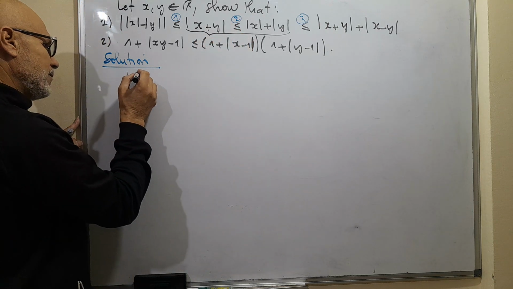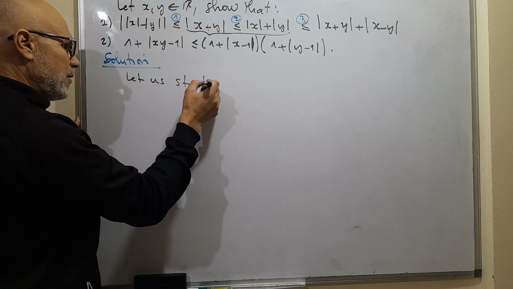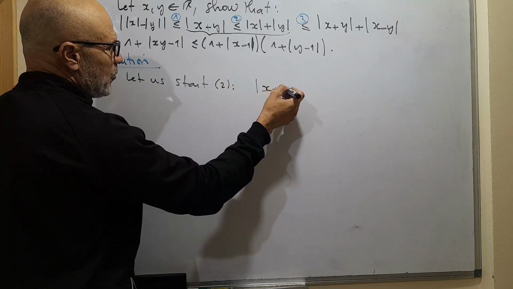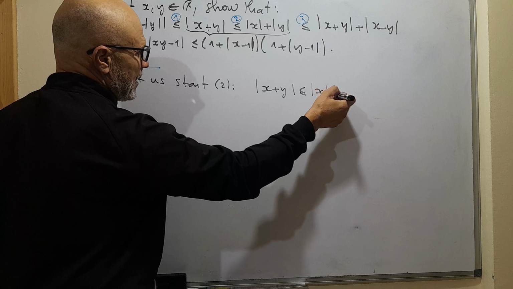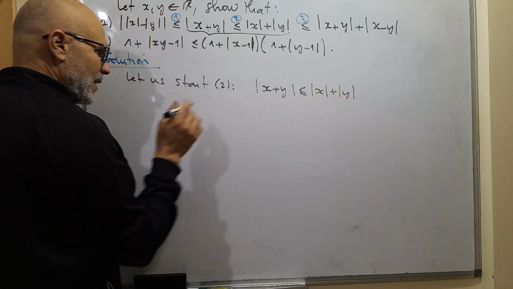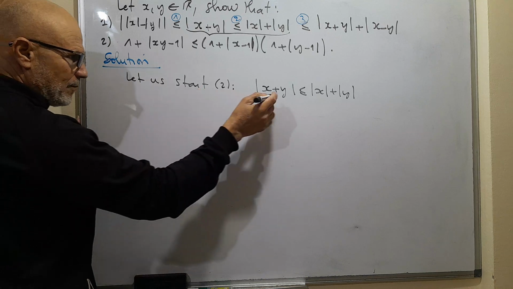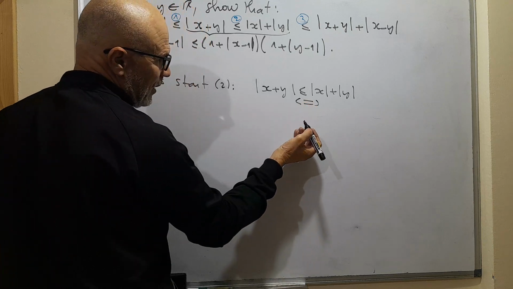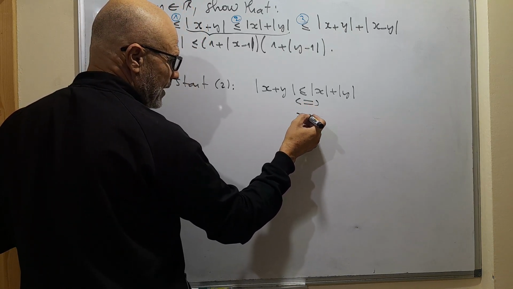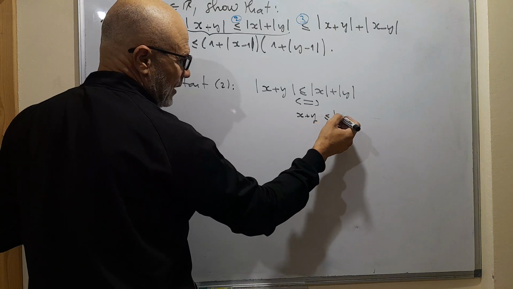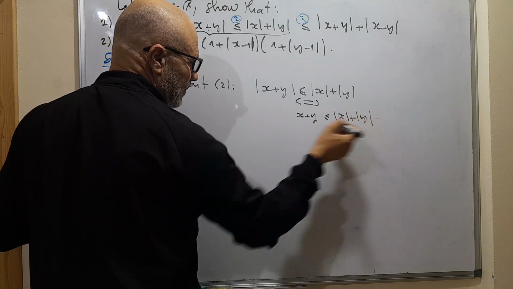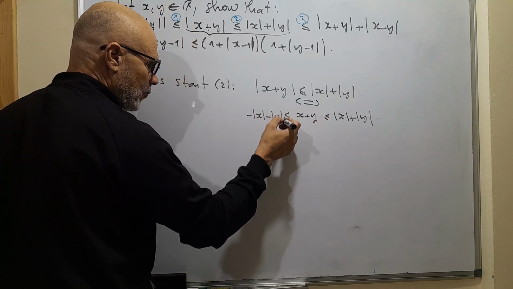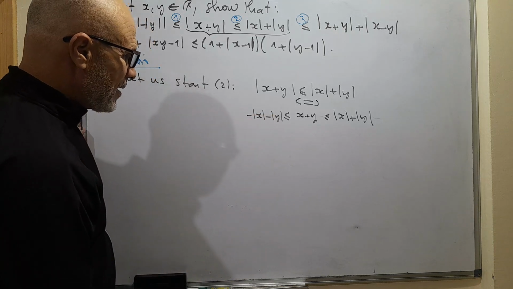Let us start by giving a proof of 2. We need to prove this inequality, which is equivalent to proving that the absolute value of x plus y is less than or equal to the absolute value of x plus the absolute value of y, which is greater than minus x minus y. This is what it is equivalent to.